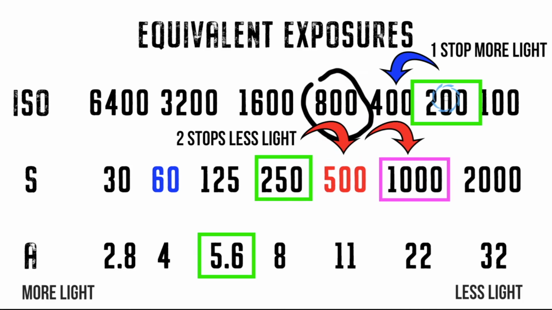1, 2, 1, 2. By moving those two stops from 200 to 400 to 800, we're making our sensor more sensitive, but we're gaining two stops of light. So we're going 1, 2. An equivalent exposure is going to be 800, 1000, 5.6. That's going to be our first option.